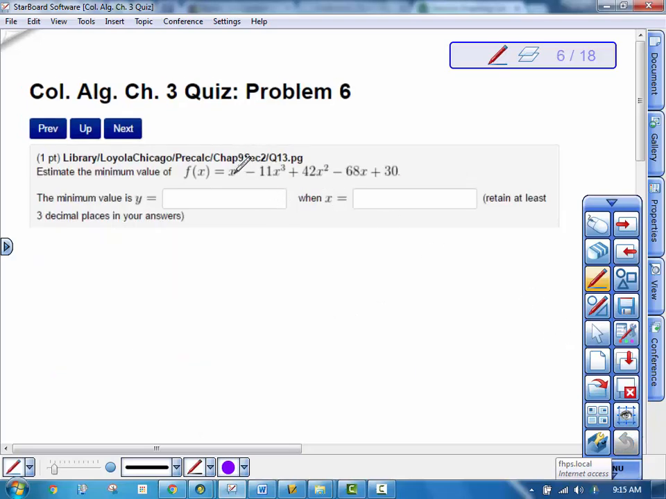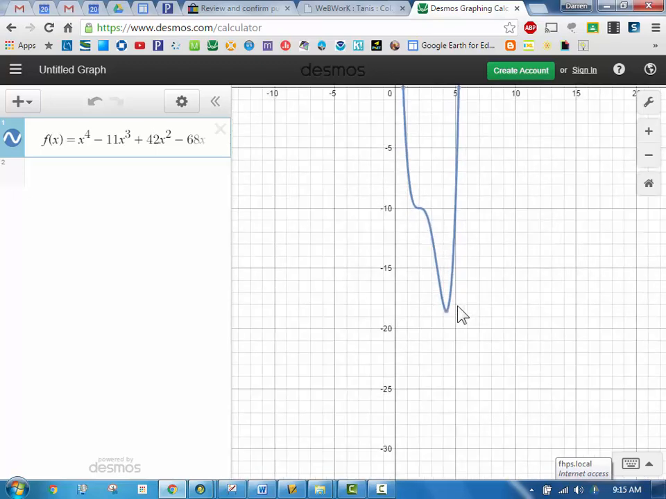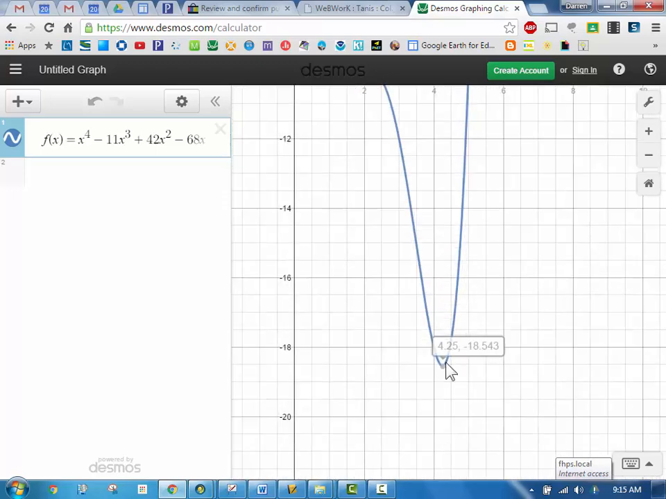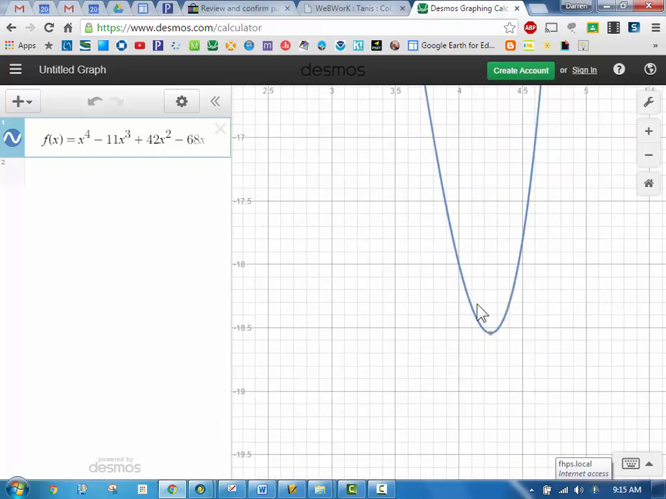Okay, the next problem gives us the 4th degree polynomial, and it wants the minimum value, x and y. It's kind of weird. Usually you do x, y, but this says it flipped. It says keep at least 3 decimal places. So graph this in decimals. The minimum value, you're going to have to zoom in to get these 3 decimal places. And obviously you can do this in your calculator as well. But let's say 4.25 and negative 18.543, and give the y first and then the x.